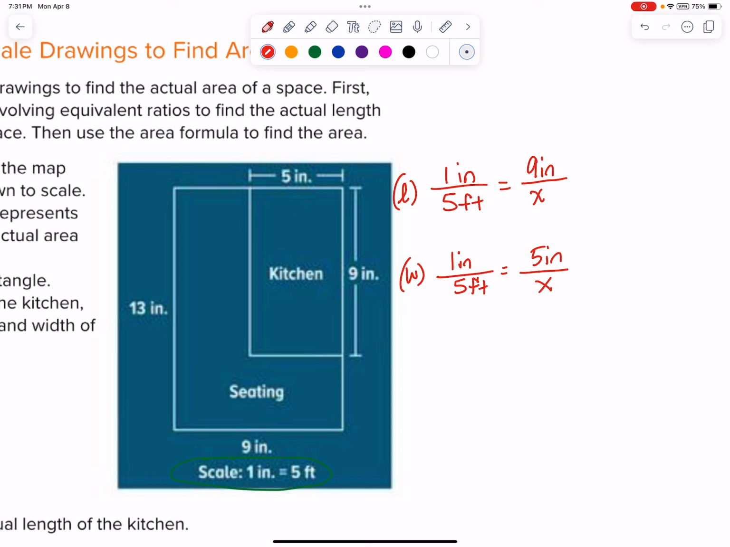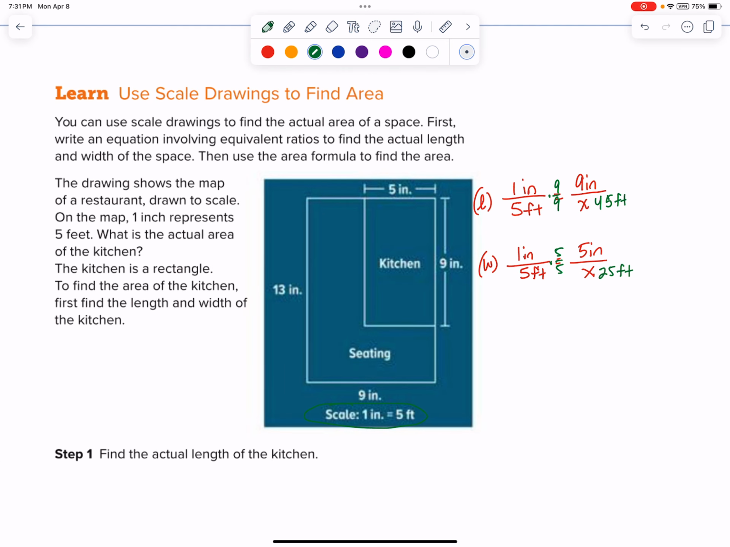So if we have 9 inches, how many feet do we have? So let's go ahead and do our multiplier here. So this is times 9 over 9. This one's times 5 over 5. And you can see we have 5 times 9 is 45 feet for the top. 5 times 5 is 25 feet here. Okay, so our length is 45 feet and our width is 25 feet.